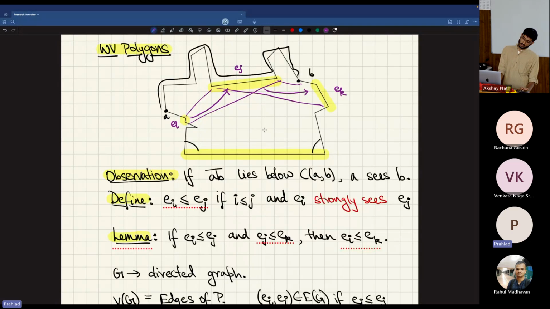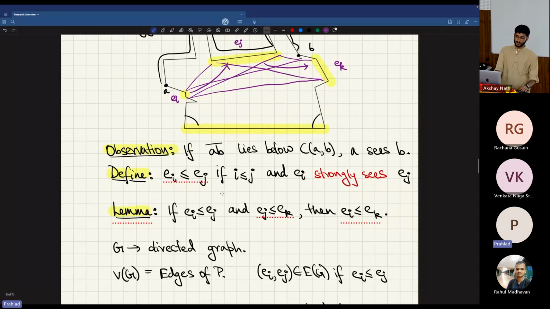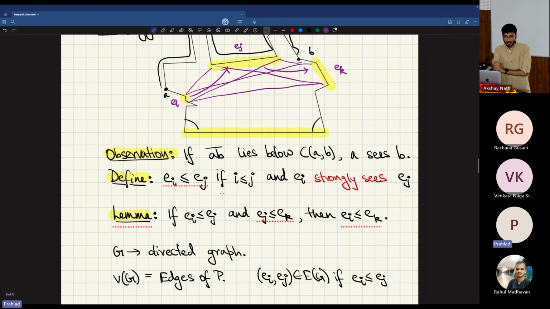And therefore, this entire curve lies above this polygon, which gives us the convex, which gives us the transitive relation. So that's the lemma. So now we can define a directed graph, right?